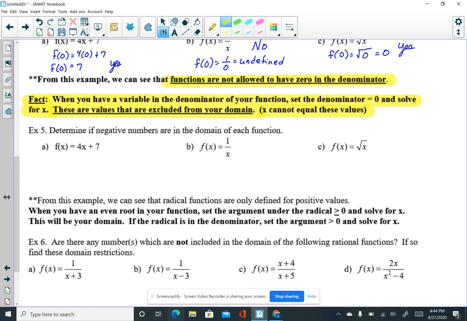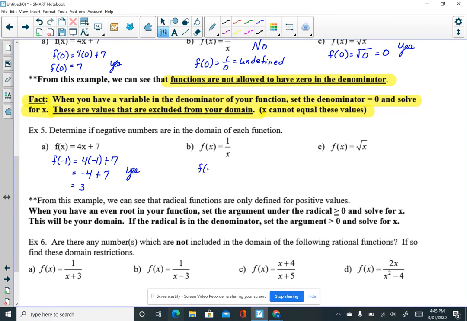In example 5, we're trying to determine if negative values are allowed in our domain. You can choose any negative that you like, so I'm just going to choose -1. Keep it simple. If I can plug a negative value into each of these functions and still get a logical or legal value, then it is part of the domain. So for the first one, f of -1, I have 4 times -1 plus 7. That gives me -4 plus 7, which gives me a positive 3. So yes, negative values are allowed there.